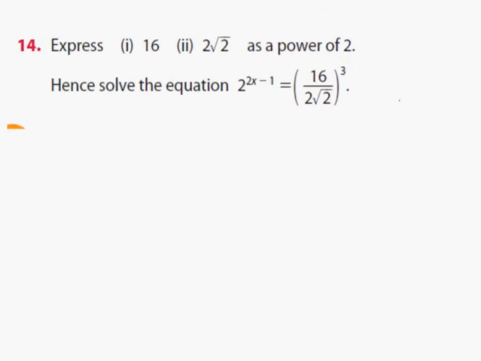14 is tough. Anybody tell me what to do with 16? 16 as a power of 2. 2 to the power of 4. How many 2s multiplied by each other to give you 16?